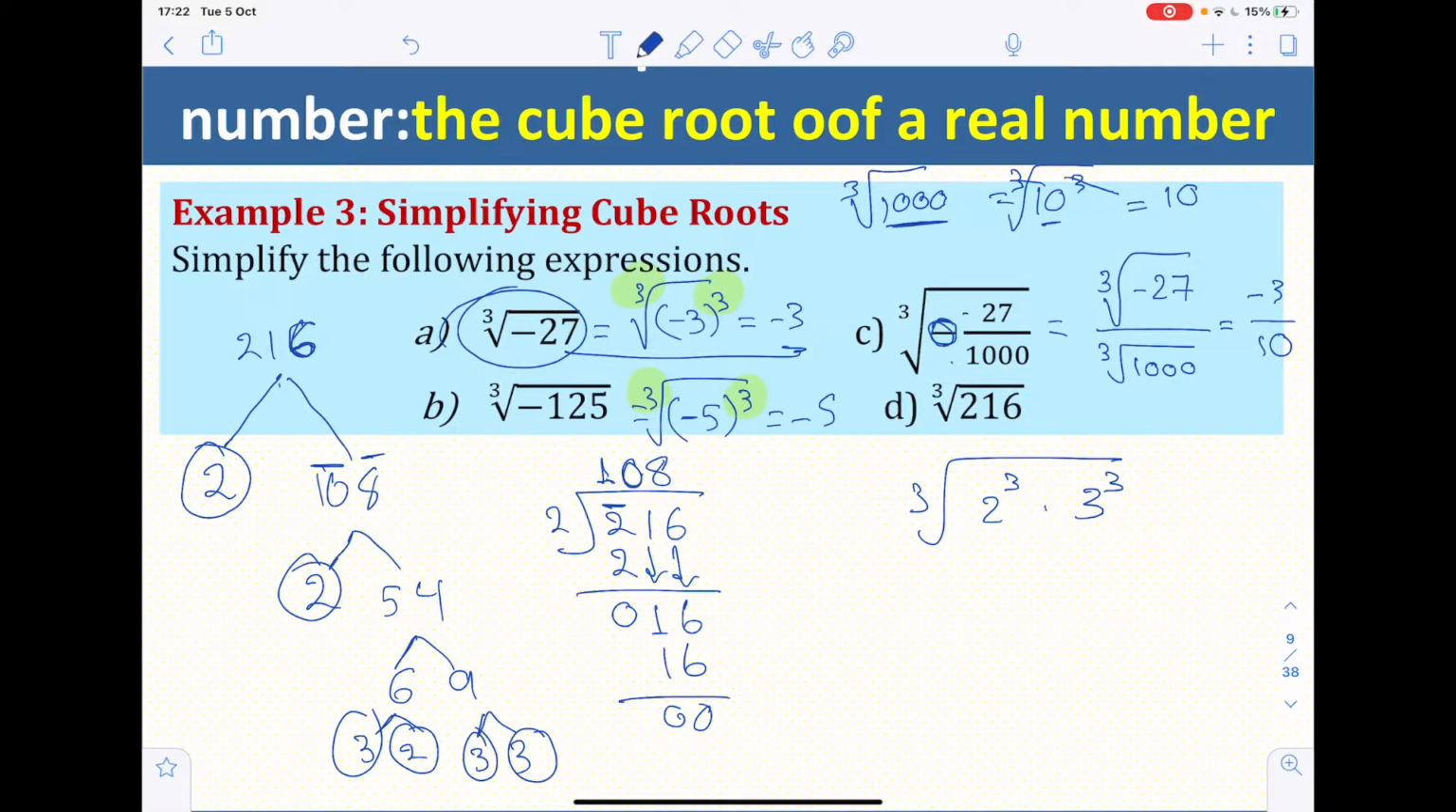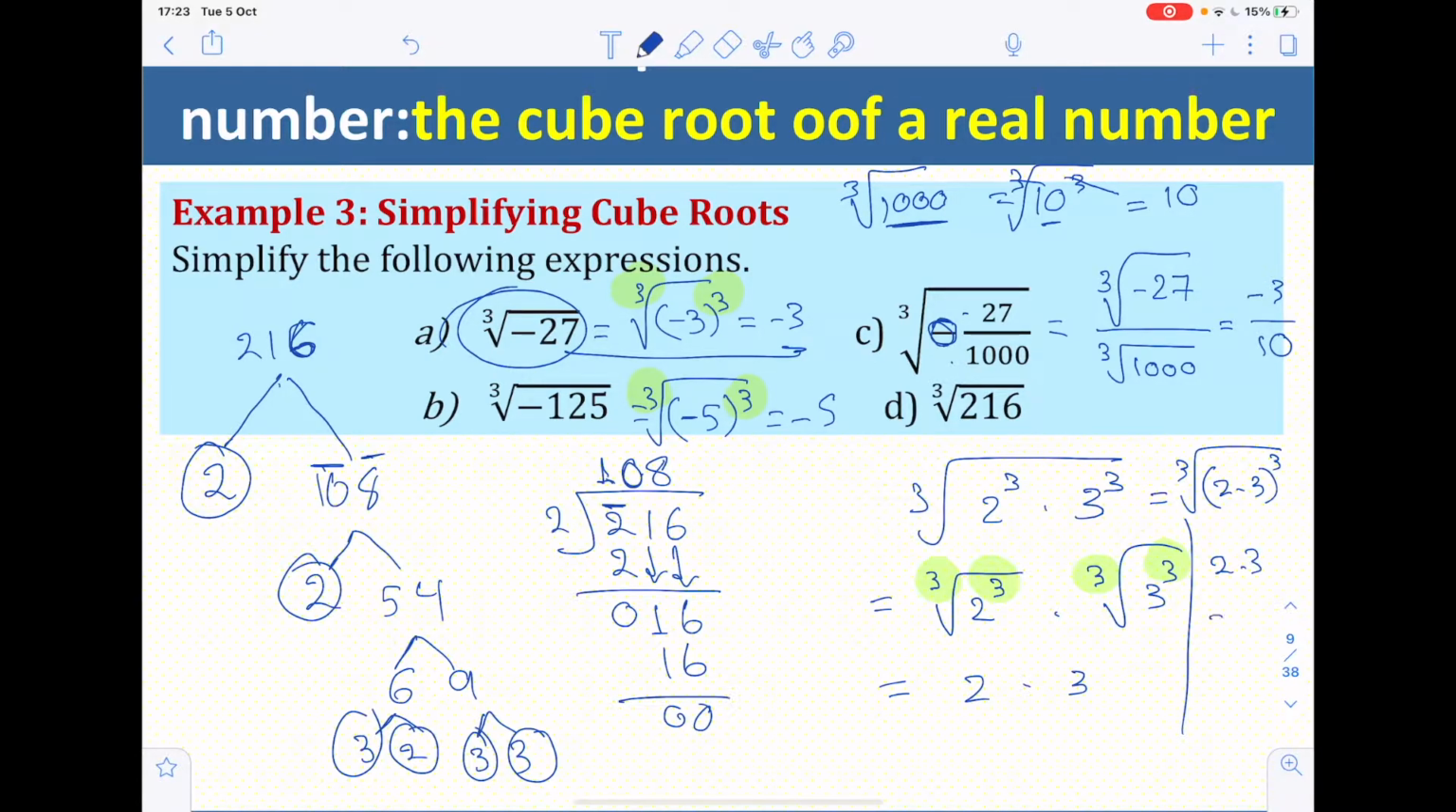Okay, now I can distribute the root to both numbers here. Now I would cancel this root with this power in both parts. So I'm left with 2 times 3. I can also say that this is the third root of 2 times 3 all to the power 3. Then I just cancel also in this case. I will be left with 2 times 3, which is 6. Here, 6.